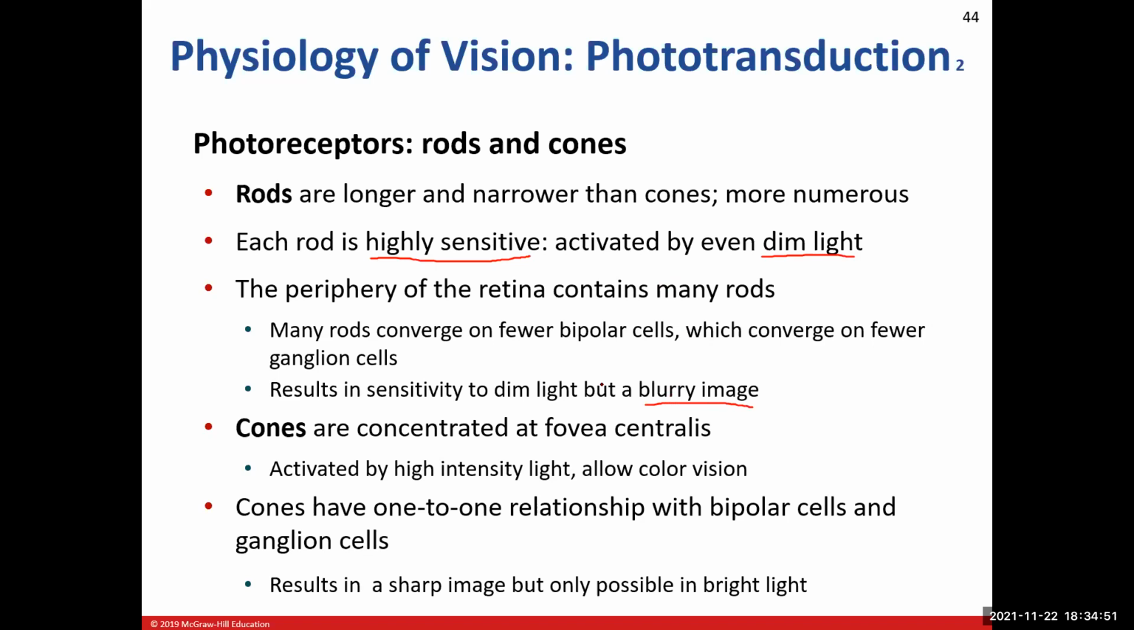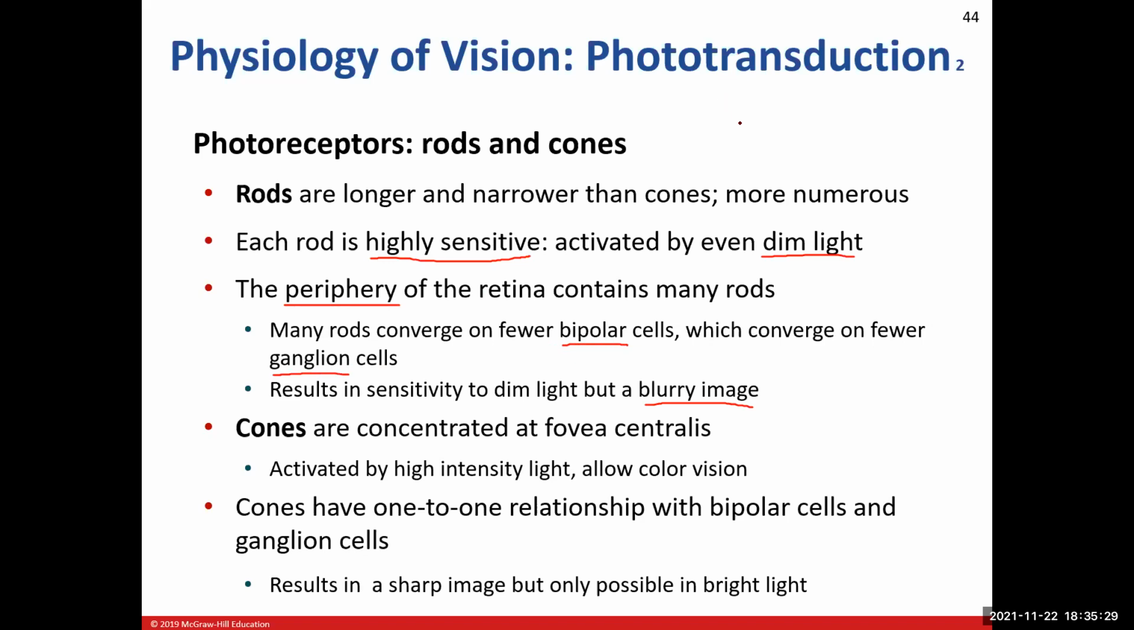But what we will see is that the rods are going to be found more on the periphery of the retina, whereas the cones are going to be more centrally located. And we'll talk about that in a moment. But what we're going to see here with the rods is you'll have several rods that are going to converge on the next layer of cells in the neural layer called the bipolar cells. And then those bipolar cells will converge and synapse onto the last layer of cells in the neural layer, and that's called the ganglion cells.